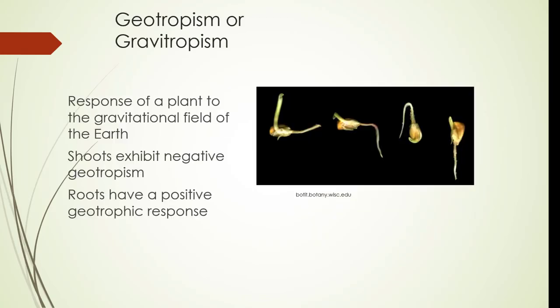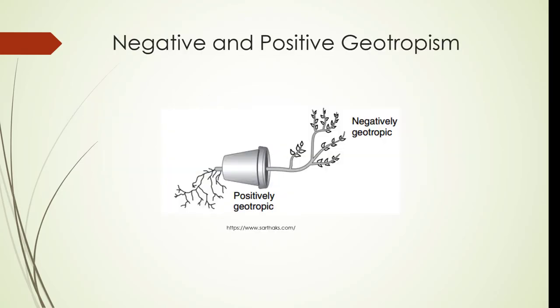Geotropism or gravitropism are the same thing. You may see it written in both ways. This is a response of a plant to the gravitational field of the earth. So shoots exhibit negative geotropism, while roots have a positive geotropic response. And this is what that looks like. So you see your shoots on the side-laying plant are wanting to go up, so they're negatively geotropic. And on the left, our roots are trying to grow down, and they're positively geotropic.